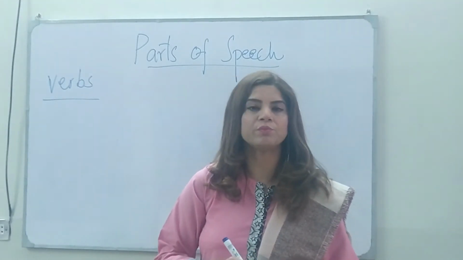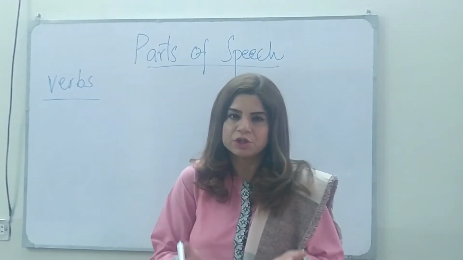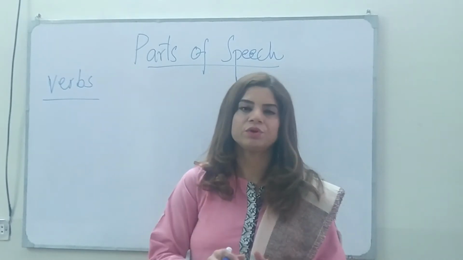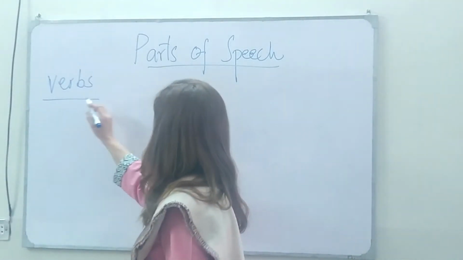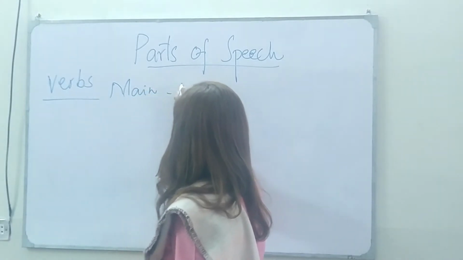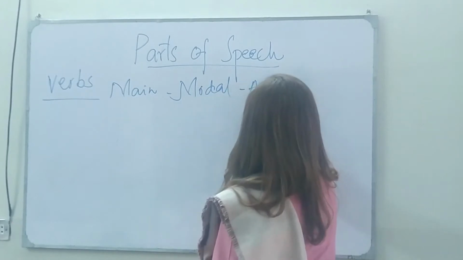Whenever we talk about verbs, we will talk about the main verb. There are 3 kinds of verb. I have already told you in the earlier videos. You can check them. Again, for the recap, there are 3 kinds of verbs and they are main, modal and auxiliary.